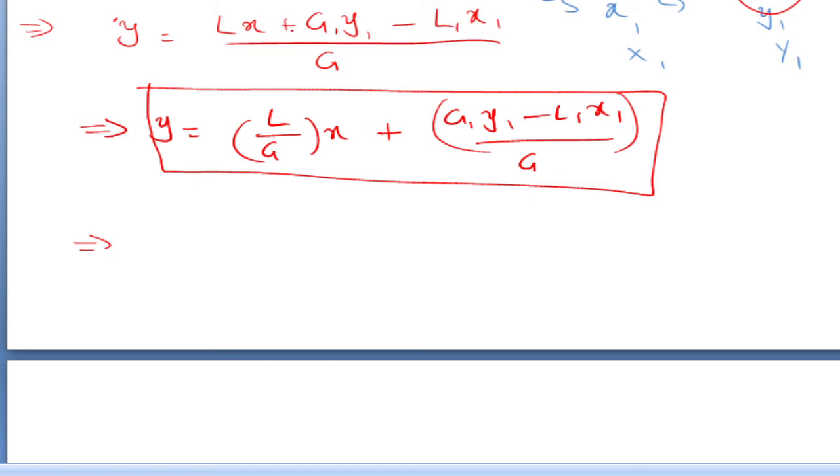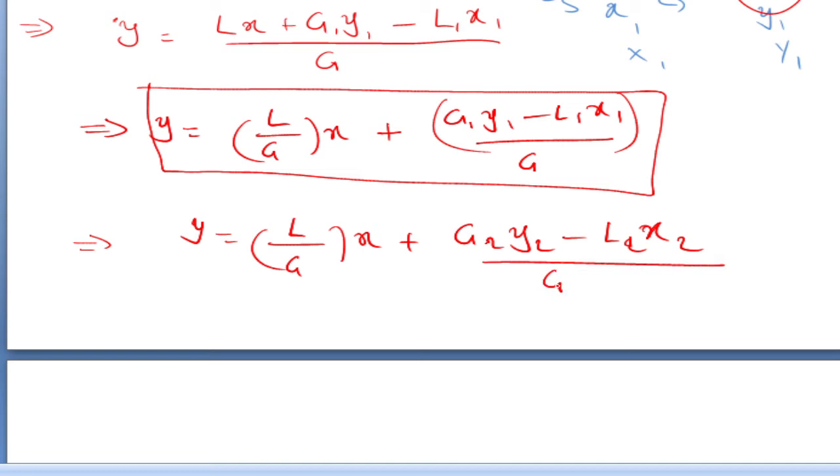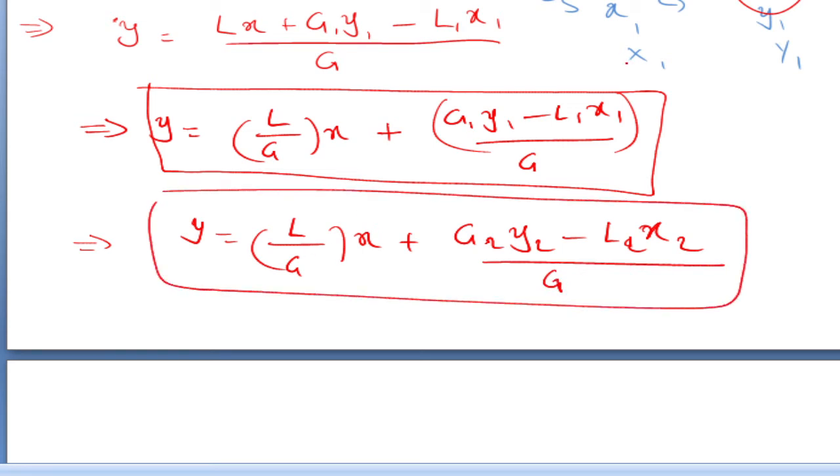Otherwise, if you want to remove this x, we have assumed an arbitrary position in place of position 2. Suppose I want to assume an arbitrary position in terms of position 1, then the equation becomes y equals L by G x plus G2 y2 minus L2 x2, divided by G. So you can assume anything. These are the equations for the arbitrary line.